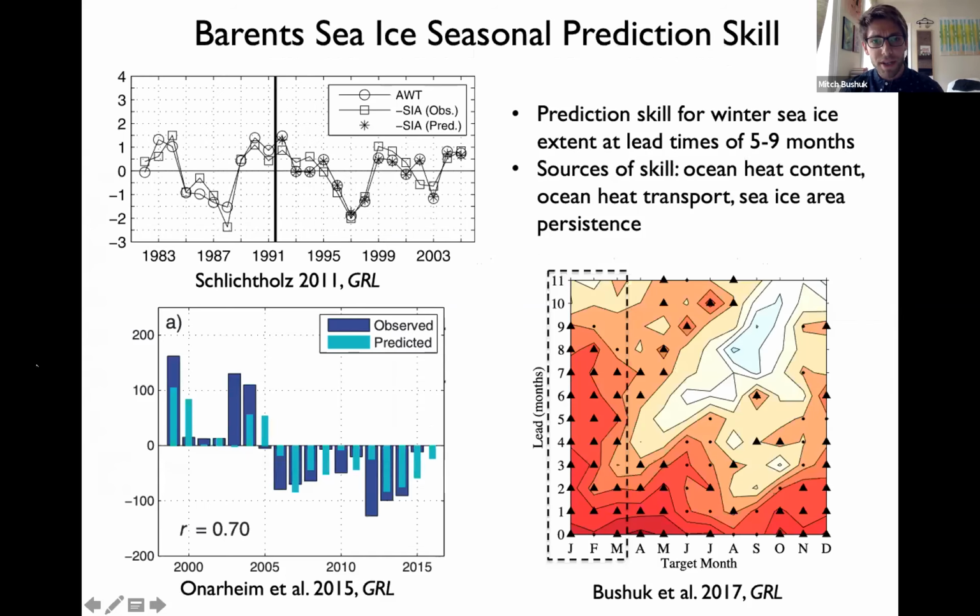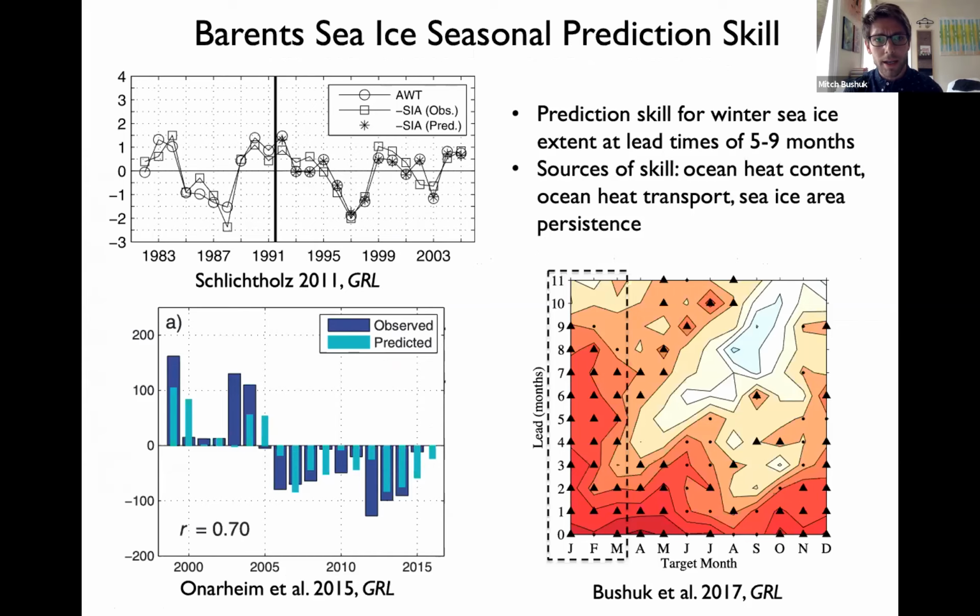So the emerging answer to that question appears to be yes. There's been a number of recent studies that have showed that the Barents sea ice extent is predictable in winter at lead times of 5 to 9 months. And these studies have attributed this skill to different combinations of persistence of subsurface ocean heat content anomalies, ocean heat transport through the Barents Sea opening, and also persistence of sea ice area anomalies.